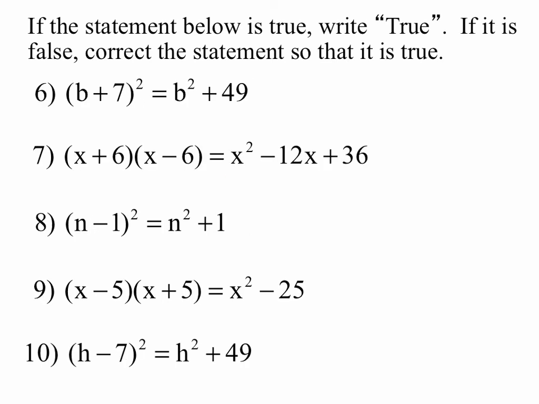Number 6, false. Remember, the only time you have two terms from a binomial by binomial is with a difference of squares. We're missing that linear term. So that would be plus 14b in the middle.